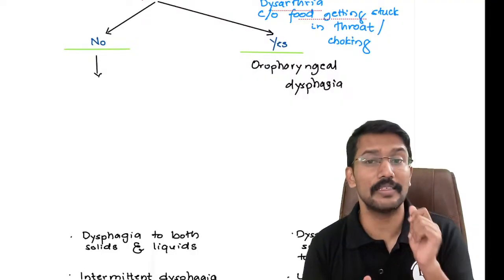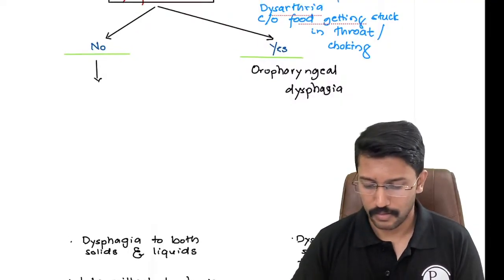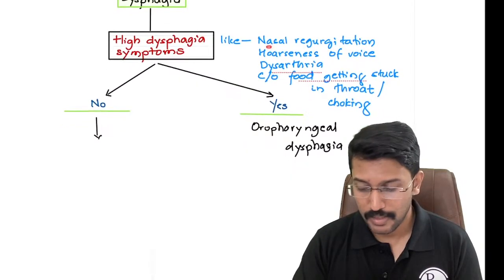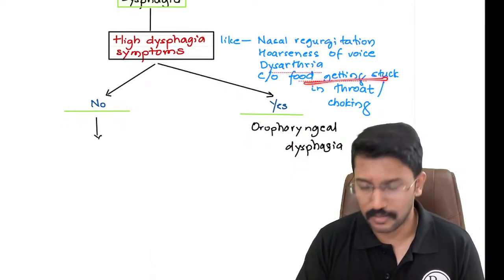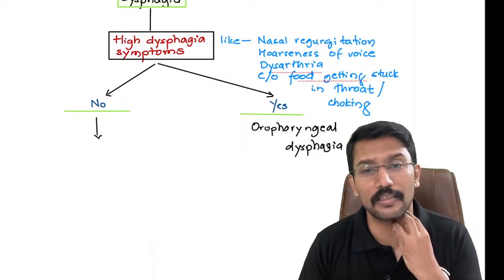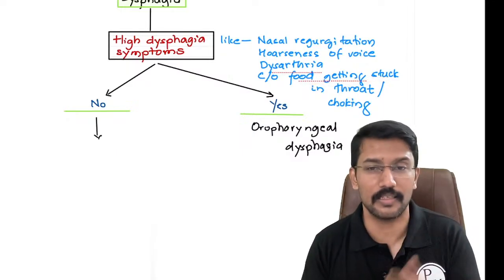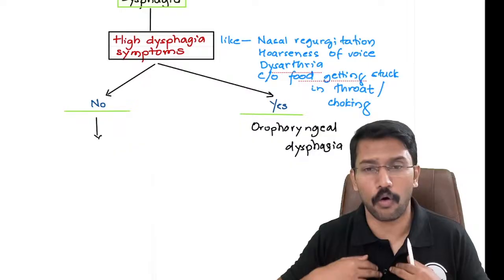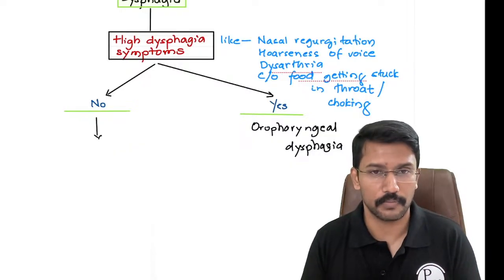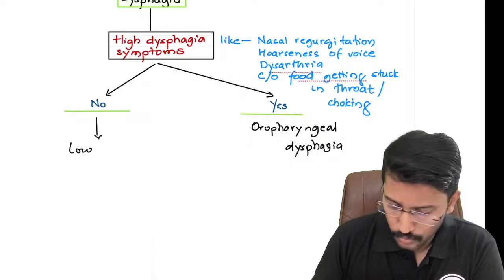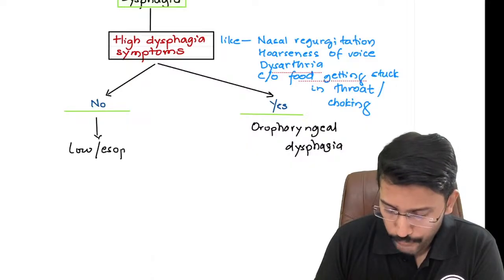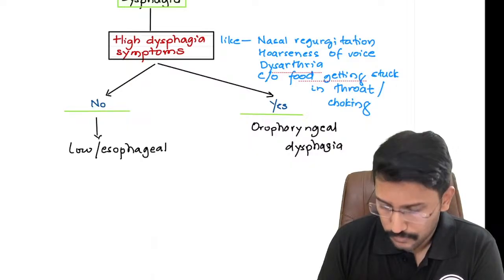But on the other hand, if these symptoms are not there, means if the patient does not have nasal regurgitation, hoarseness of voice, dysarthria, and he doesn't complain that food is getting stuck in the throat or choking sensation, instead he says that I find some pain or food getting stuck in the thoracic level. In that case, it is highly suggestive of low or what we call esophageal dysphagia.